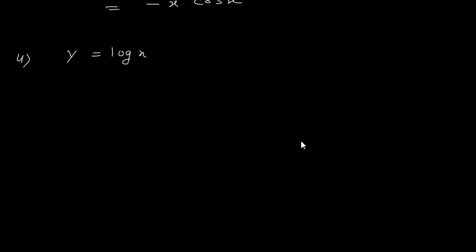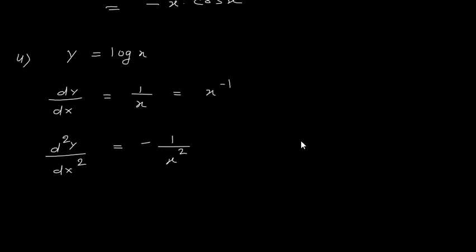This is the third question. Fourth question, we have y is equal to log x. So dy upon dx, we differentiate, we will get 1 upon x. We differentiate it again, we get d square y upon dx square, which is now 1 upon x, its derivative is minus 1 upon x square. You can consider this as x power minus 1, and you use the derivative of x power n.